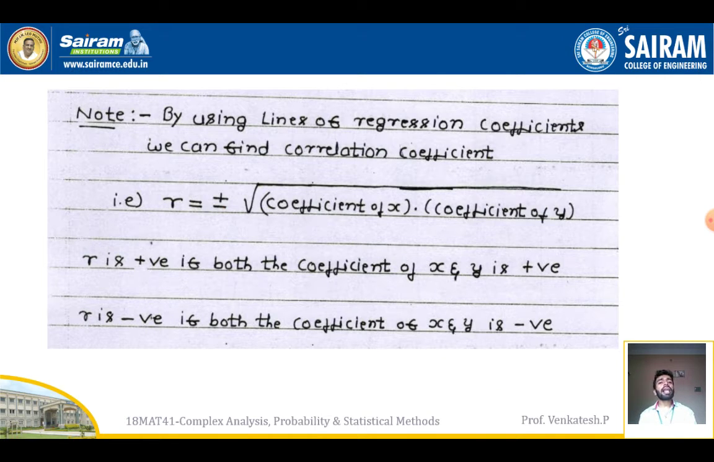By using the lines of regression, we can also easily estimate the value of the correlation coefficient. The formula is r is equal to plus or minus square root of the coefficient of x into the coefficient of y. If both the coefficients of x and y are positive, r is positive, and r is negative if both the coefficients are negative.